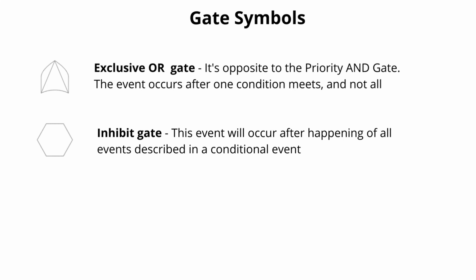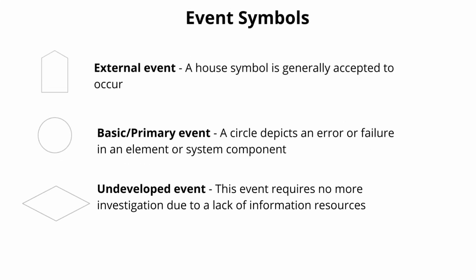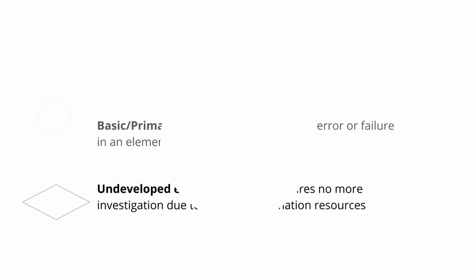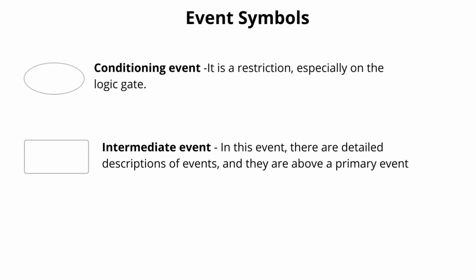Event symbols. Events include the following shapes. External event: a house symbol, generally accepted to occur. Basic primary event: a circle depicts an error or a failure in an element or a system component. Undeveloped event: this event requires no more investigation due to lack of information resources. Condition event: it's a restriction, especially on the logic gate. Intermediate event: in this event, there is a detailed description of events, and they are above a primary event.